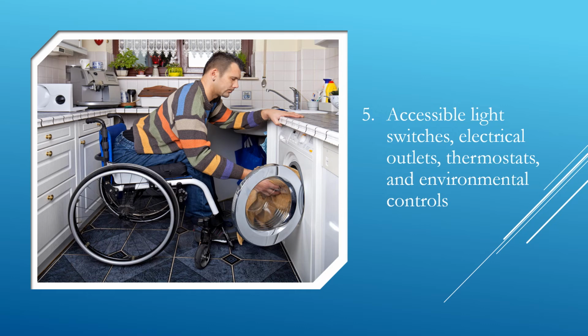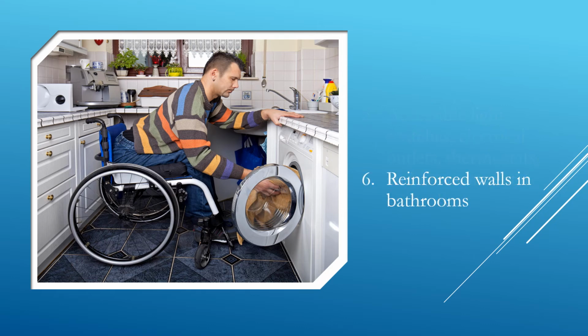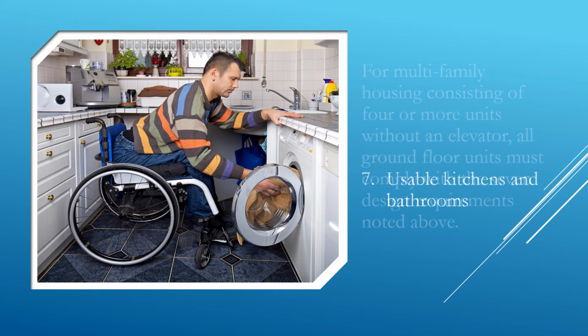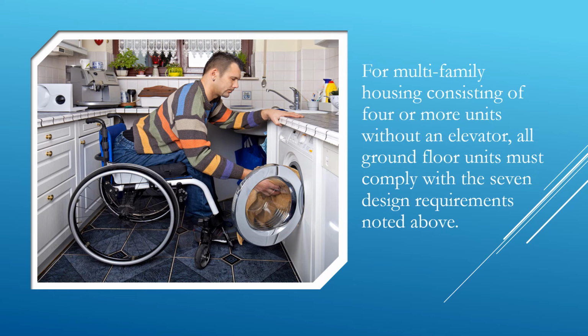5. Accessible light switches, electrical outlets, thermostats, and environmental controls. 6. Reinforced walls and bathrooms. 7. Usable kitchens and bathrooms. For multifamily housing consisting of 4 or more units without an elevator, all ground floor units must comply with the 7 design requirements noted above.